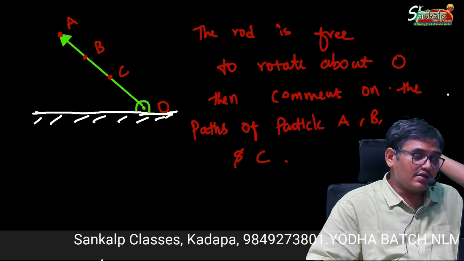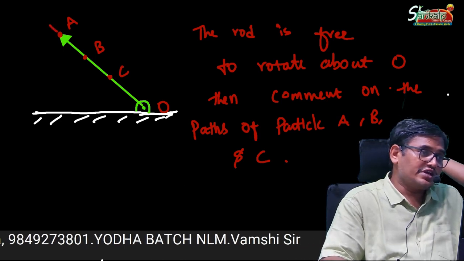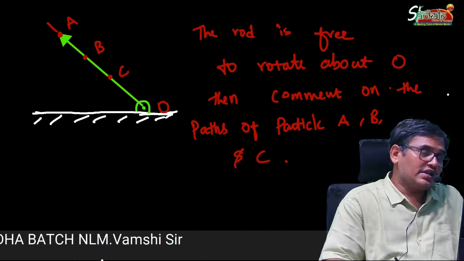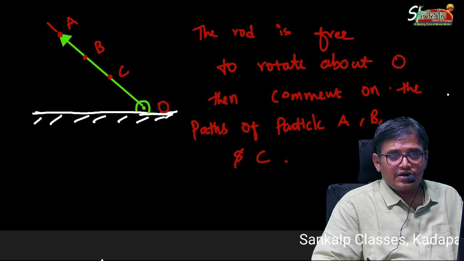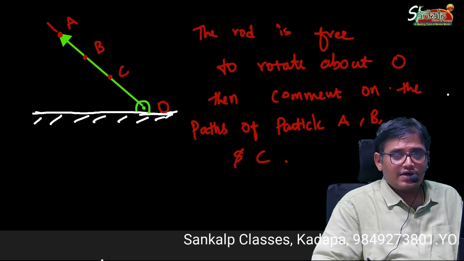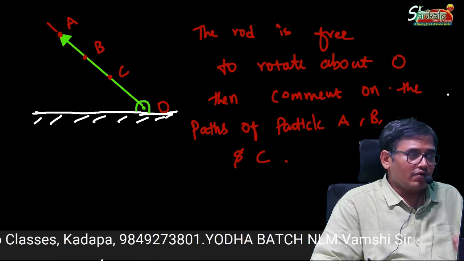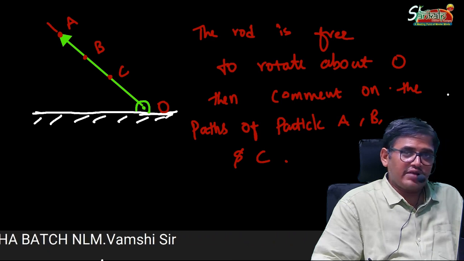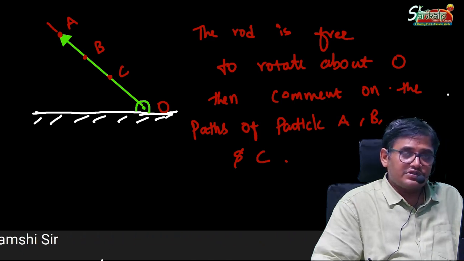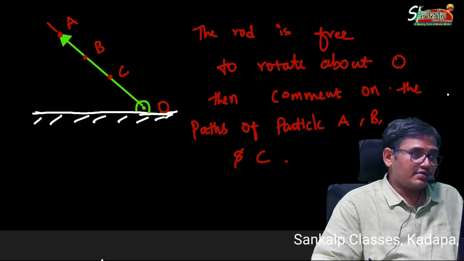Straight path. Okay. Let us see. Suppose A follows this straight path. Then the rod length should increase. Is it happening? Rod size will increase? No. Then how can you say straight path? I said straight line path, ellipse, hyperbola, parabola, circle. Which path?